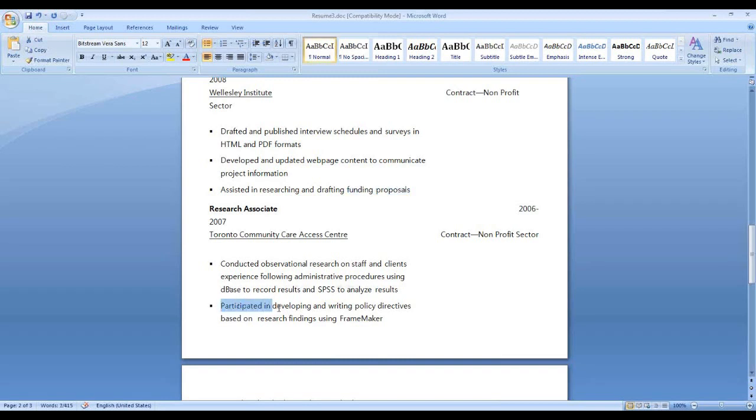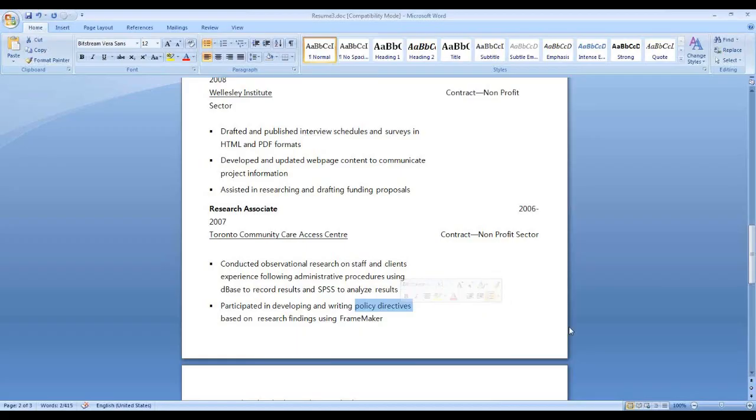So participated, that's a weak verb as well. Writing policy directives. I don't know what that means, but if there are some good technical words or keywords out of that, then you should include them. So policy directives on X, Y, Z to show if it was technical or if it's relevant to the next job.